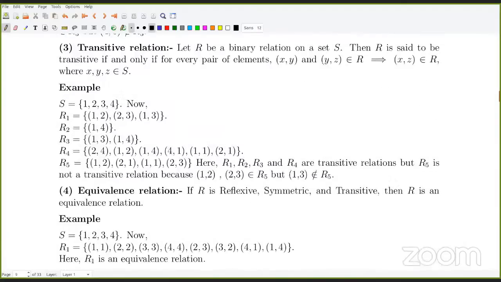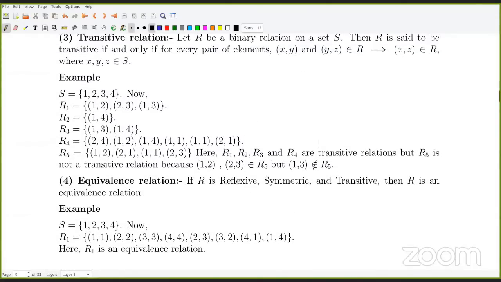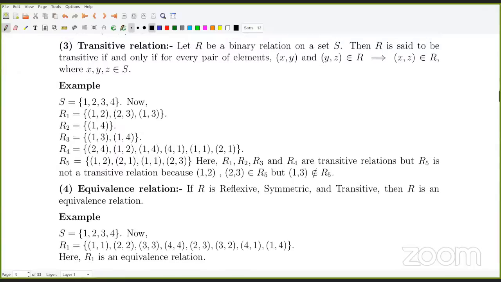Okay, so here we are now. We were discussing transitive relation yesterday. So, transitive relation, please be on mute.